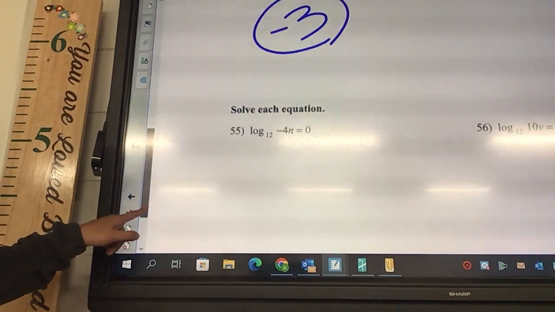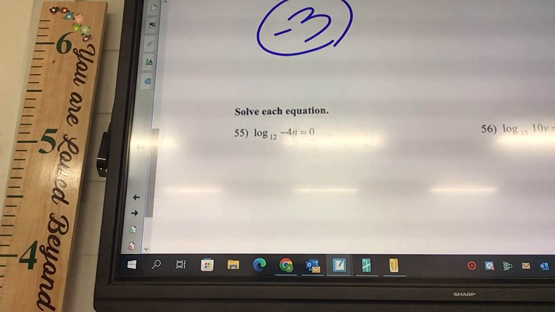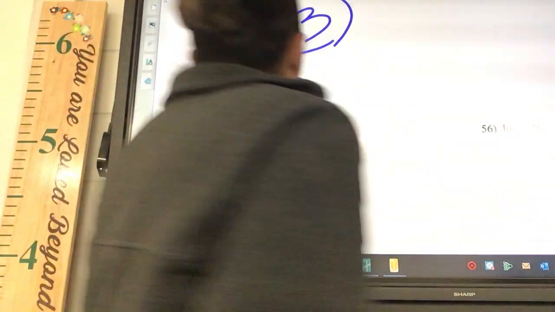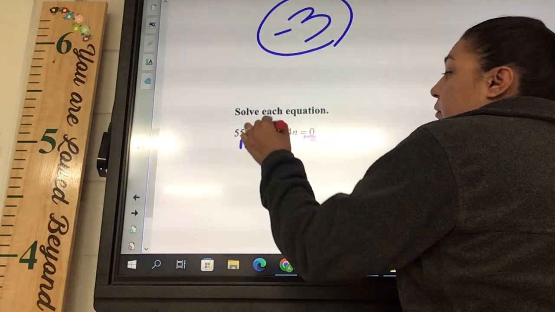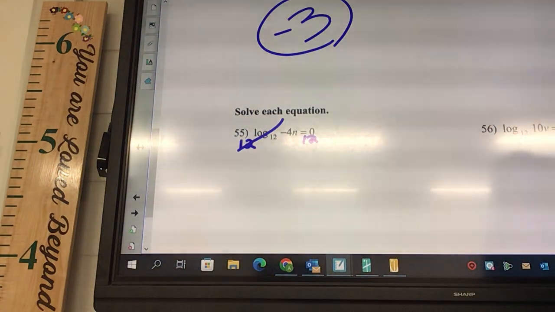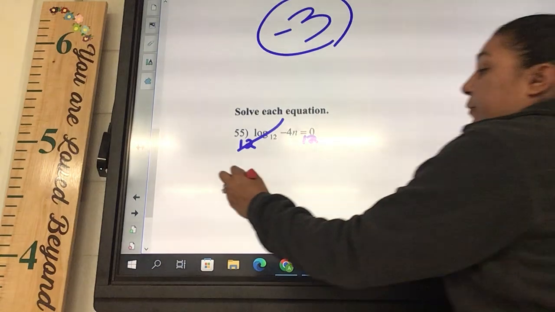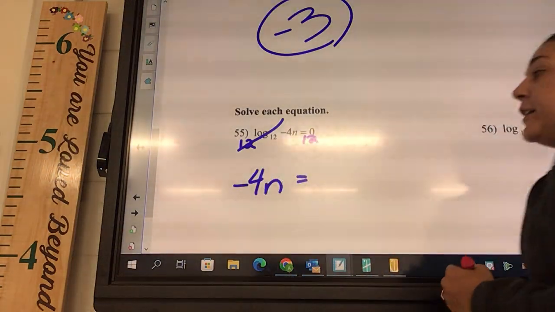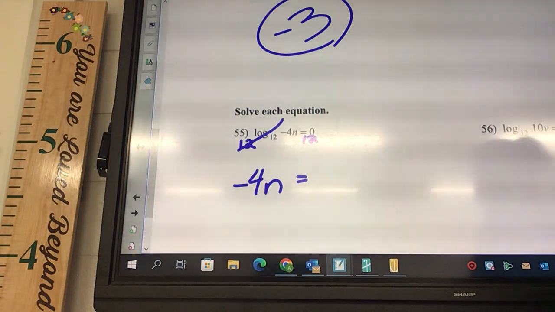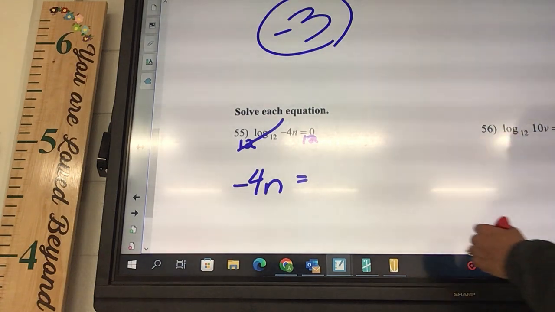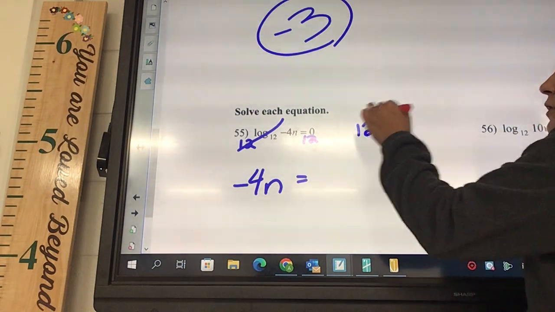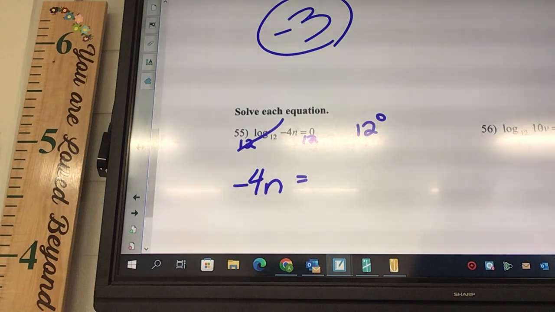Okay, the next section on here is about solving log equations. See how that says log 12? That means you need to raise 12 to both sides, so you're going to say 12 and 12, and that cancels the log. So we're left with -4n equals, what is 12 to the 0 power? Type it in. What is that? 1. Anything to the 0 power is 1.